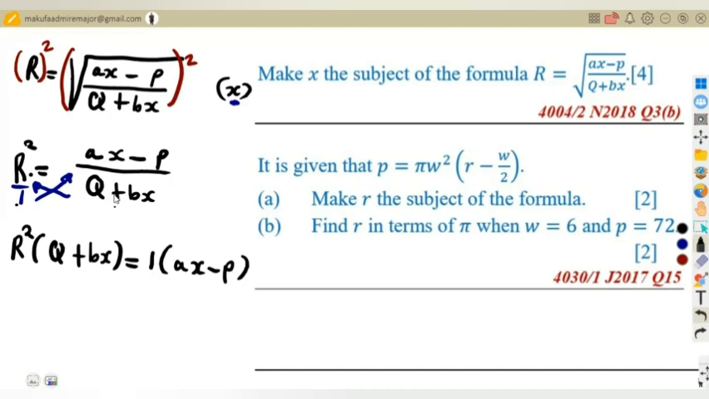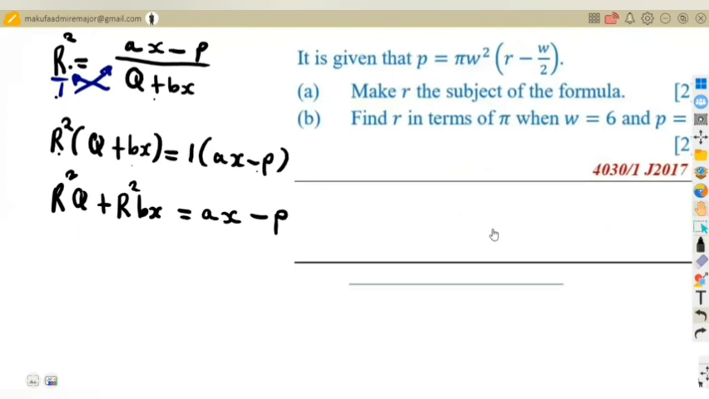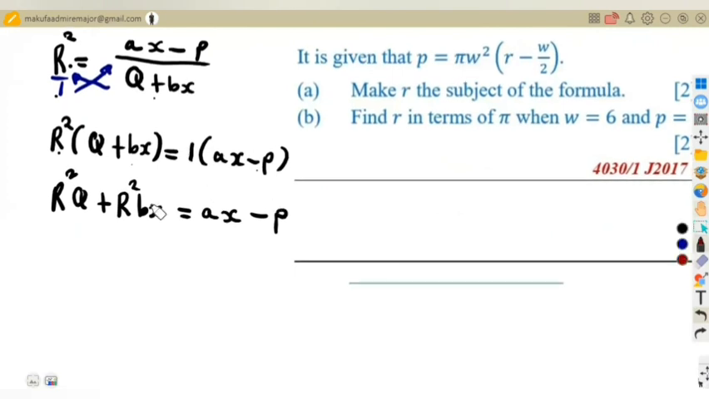We have to consider the stages, because there is x here, there is another x there. So we can expand our brackets. R squared q plus r squared times bx, we are going to have r squared bx, is equal to 1 times ax, which is ax, 1 times minus p, which is minus p. After expanding brackets, we are back to that condition of collecting terms with x to one side of the equation, where you can choose this term to be on this side, or that term on that side. It's your choice.